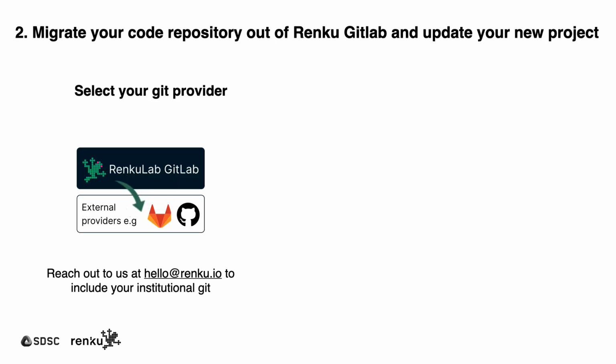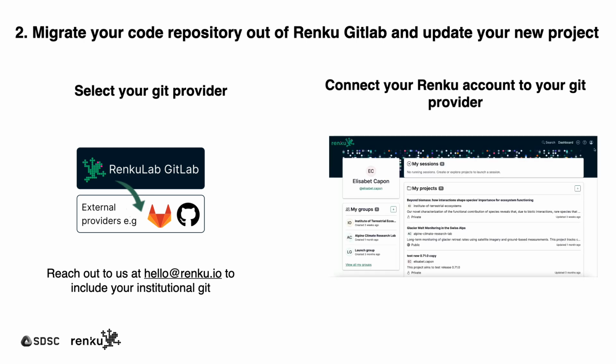To migrate your code repository, you first need to select which platform you want to bring your code to. Renku offers many integrations to code repository platforms, including the public instances of GitLab, GitHub, and many institutional Git instances. Check the integrations to see whether your instance is available. Otherwise, contact us via hello@renku.io with the request to include your institutional Git instance.